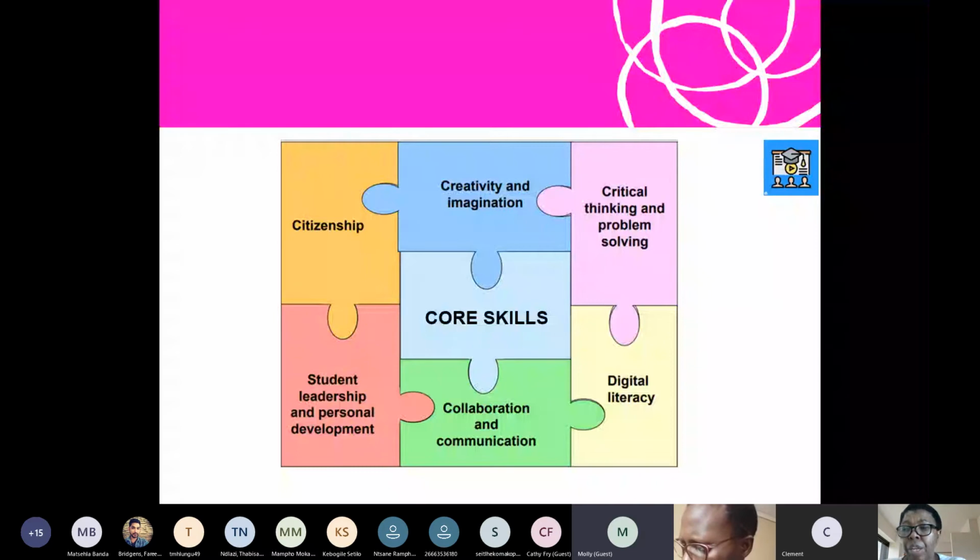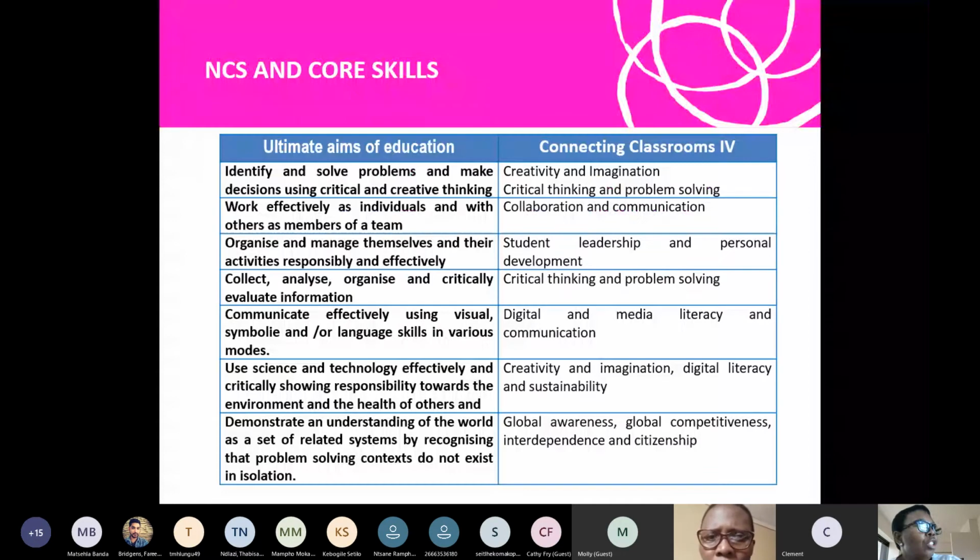If there's no other question in terms of the 6 critical core skills, let's move on. In terms of the core skills, I looked at research papers for Lesotho, and I came out with the ultimate in education, which is basically the critical outcomes for education.